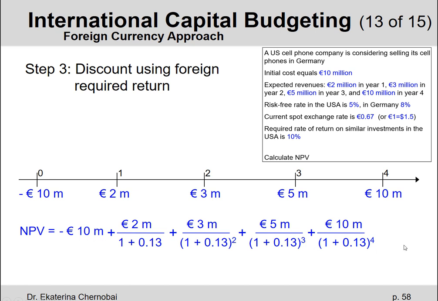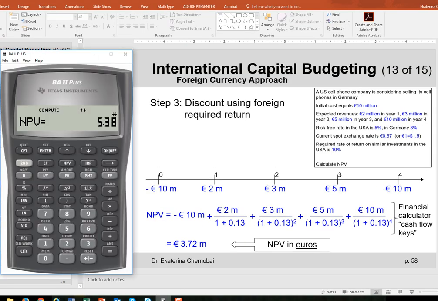In the financial calculator, those will be our cash flows, and then you would be entering 13% for the I, the interest rate. And you can do it all in one step. The answer you would get is 3.72 million euros. Let's check the math in the financial calculator. Let's clear everything. And I'm suspecting I might again get some rounding errors, but let's see.